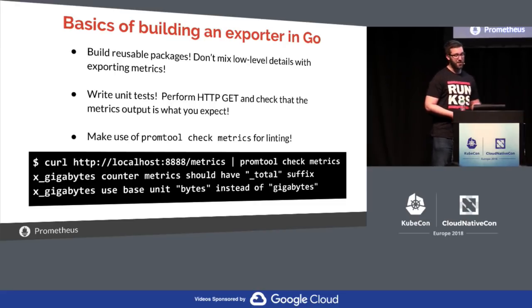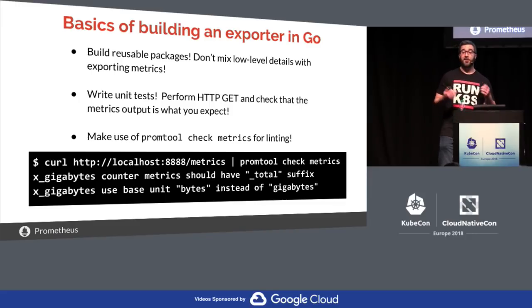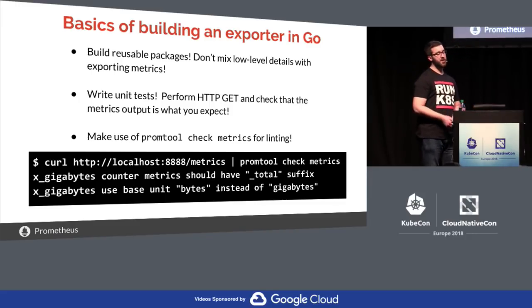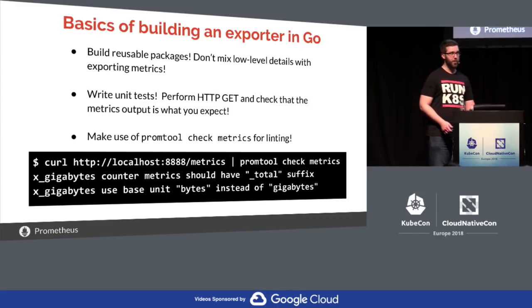Write unit tests. If you think about it, a Prometheus exporter could be a pretty critical part of your production environment. You need to make sure this thing functions appropriately. So my recommendation is to set it up in tests and perform an HTTP GET using some fixed set of inputs and a fixed set of outputs, and compare the two.